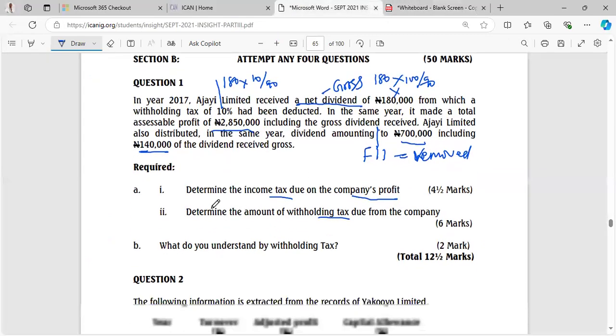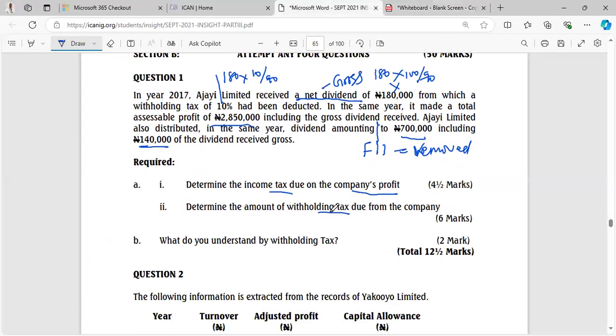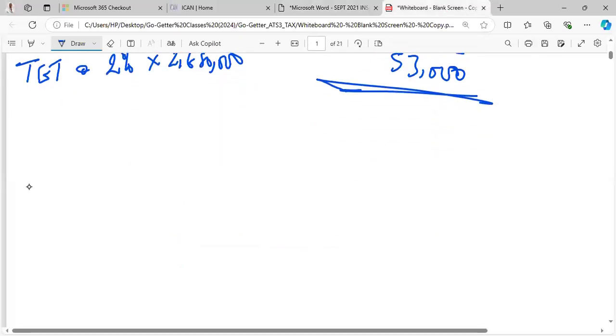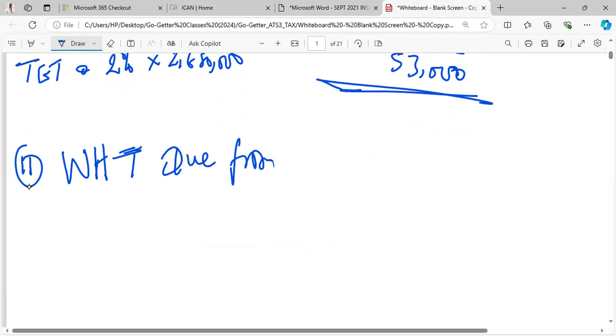The second part is asking for the amount of withholding tax due from the company. The amount of withholding tax due from the company. So that's B. Withholding tax due from the company.